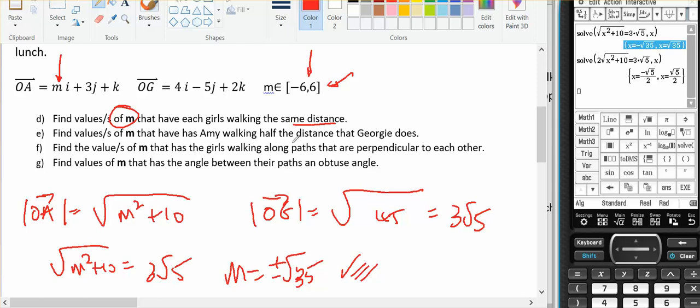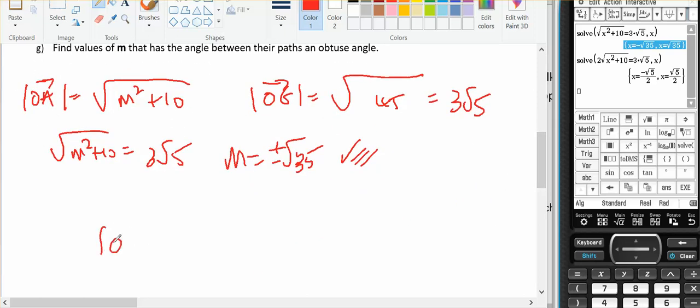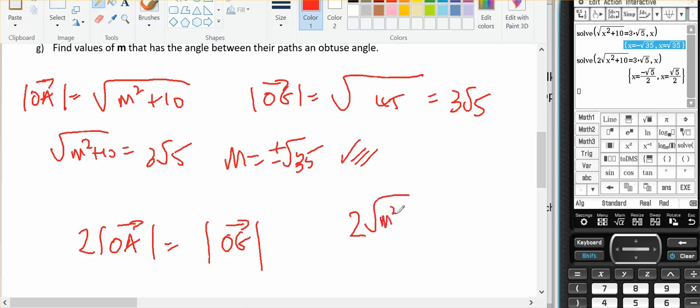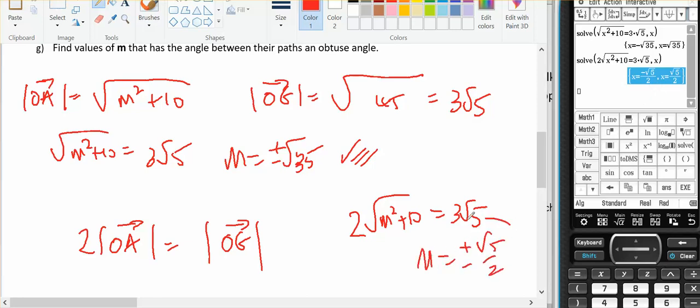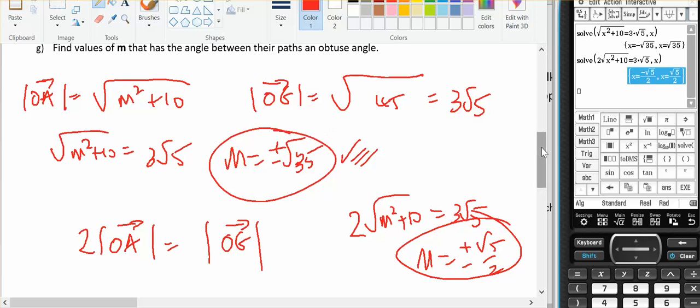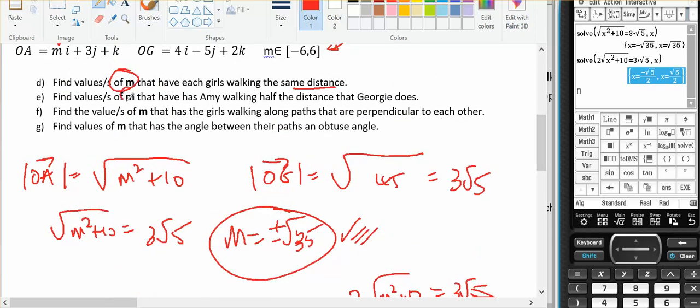Part E says Amy walks half the distance that George does. So if I've got the magnitude of Amy and the magnitude of George, they're not equal because Amy walks half the distance that George does, so I need to multiply Amy by 2 to equal the same distance as George. So 2 lots of the square root of m squared plus 10 equals 3 root 5, and that tells me that m should equal plus or minus root 5 on 2. So they're my two answers for D and E.